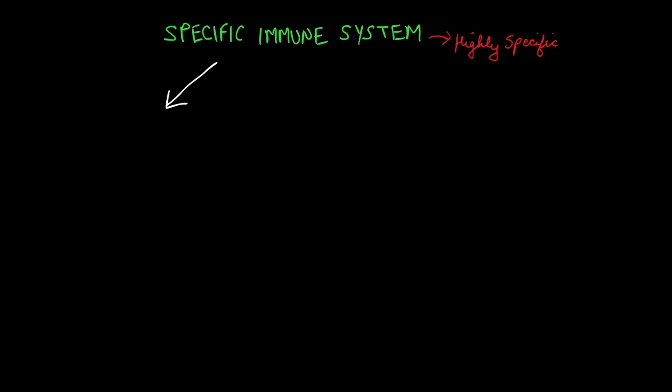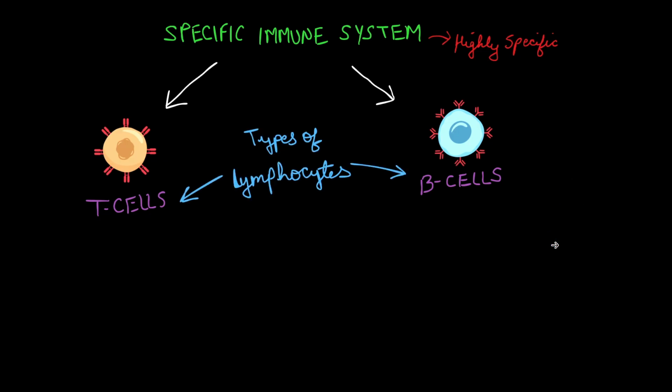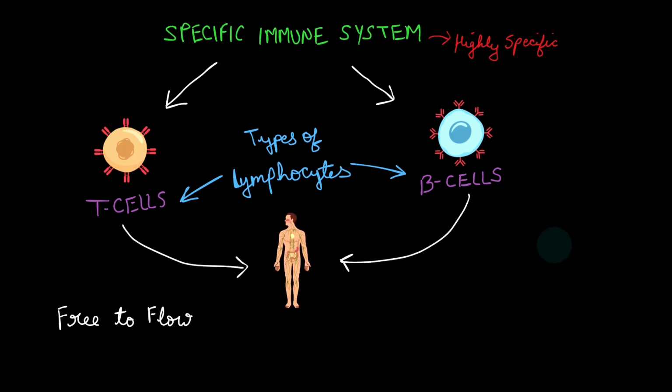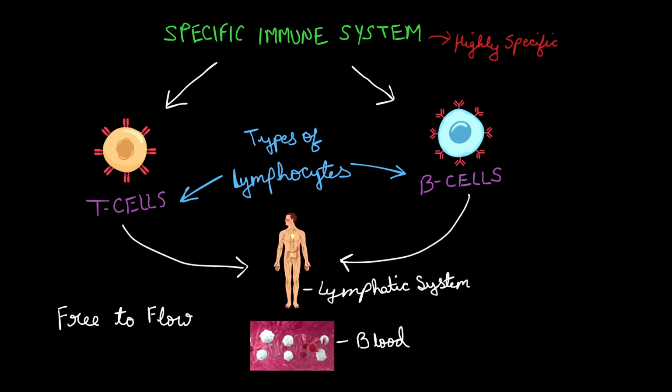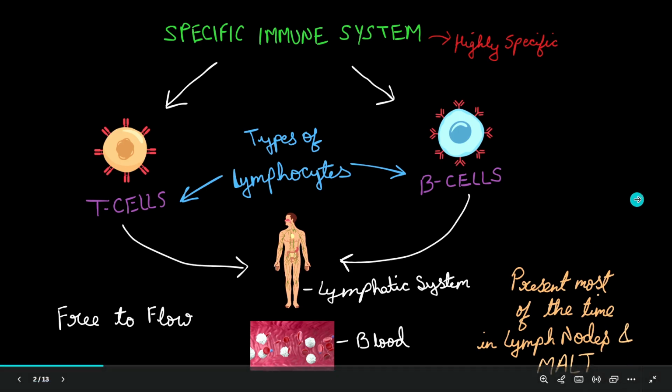primarily involves two major types of immune cells, the T cells and B cells, which belong to the category of lymphocytes. Although these cells flow free through the lymphatic system and blood, they spend most of their time stationed in organized immune tissues such as the lymph nodes and the mucosa associated lymphoid tissues or MALT. You can think of these tissues as immune headquarters where cells wait for further instructions.